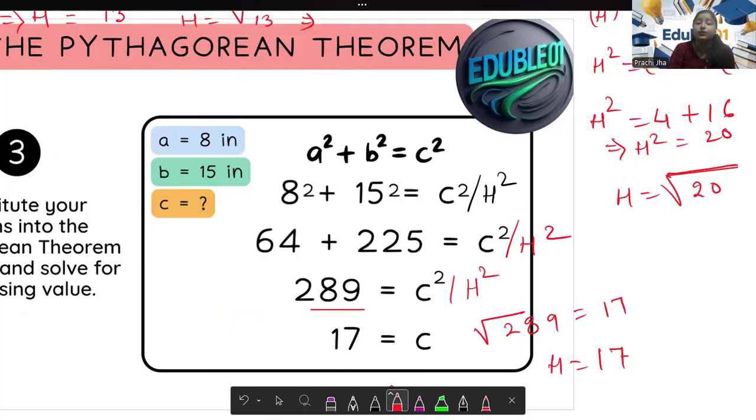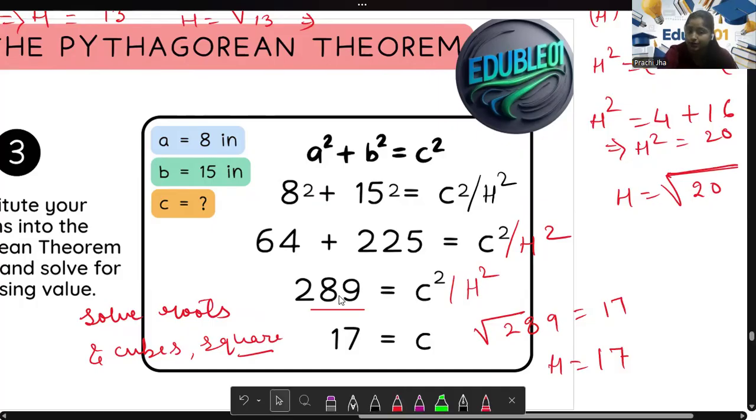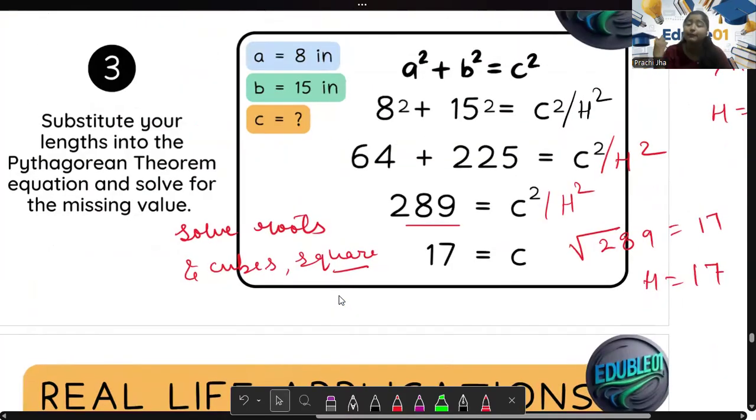Now, if you have any confusion in how to solve the roots and cubes, and how to find the squares, for that we will make another video in which you can see and understand each and every concept of square roots and cube roots and how to find the number with the help of roots. Okay. So this is how you apply the Pythagorean theorem.